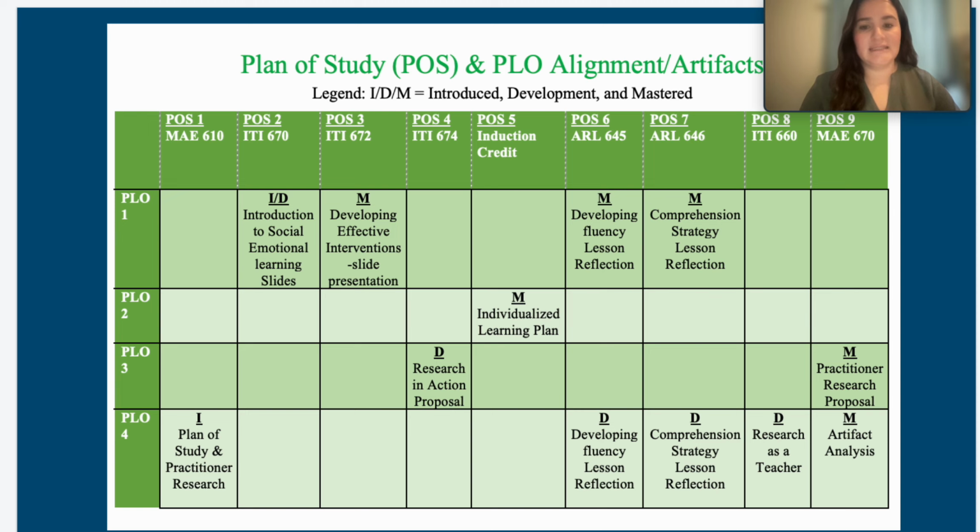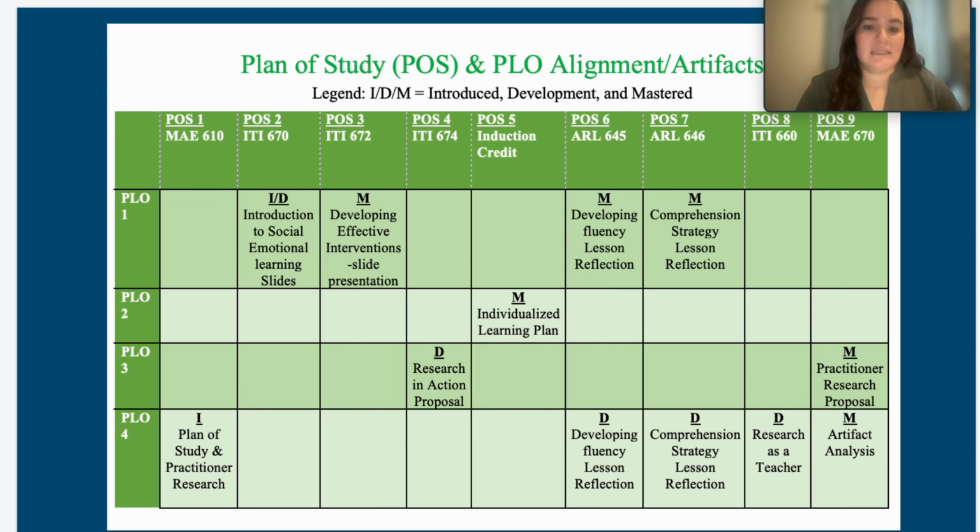The next one is ITI 672. I chose the artifact called Developing Effective Interventions. Again, these were some slides. I chose PLO 1 to go along with this, and the M for mastered. The next, POS 4, was ITI 674, and I chose the artifact called Research in Action Proposal to go with PLO 3, and I gave D for development.